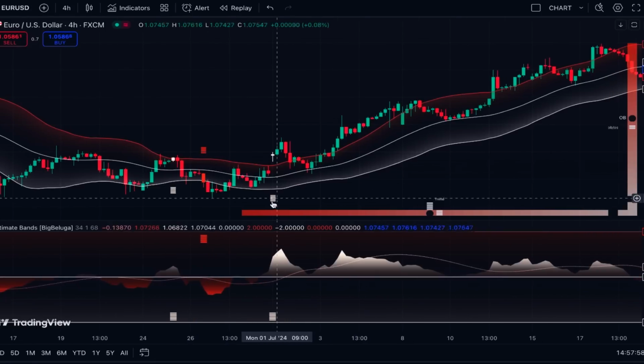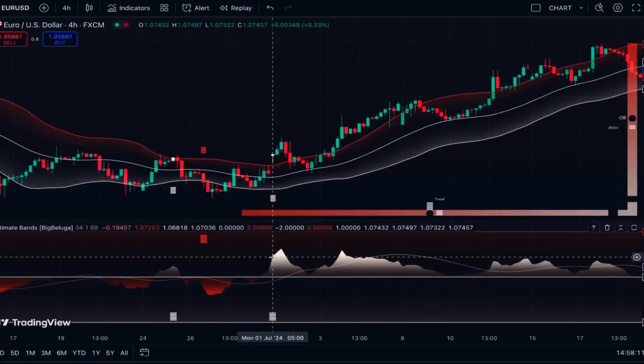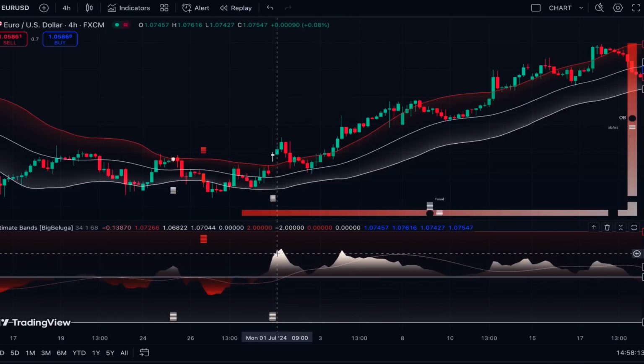But for this bullish breakout signal that we have here, the oscillator became overbought in the next candle. So in practice, you could enter a long position at this point.